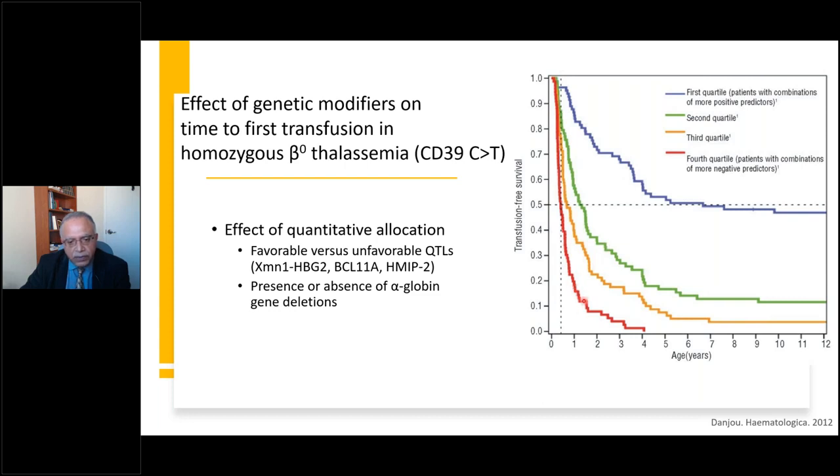If a child inherits none of the favorable traits, then they have a very high rate of starting transfusions very early in life. At the other end are patients who have multiple favorable traits, and many of them don't start regular transfusions. Here it shows half of the patients have not started transfusions even when they are 10 years old or more. This is a condition that has also been referred to as homozygous beta 0 thalassemia intermedia.